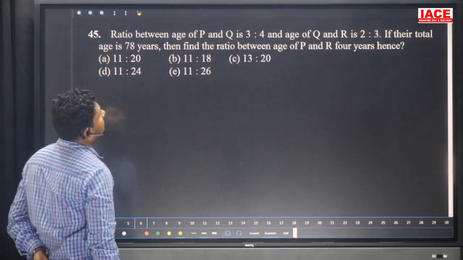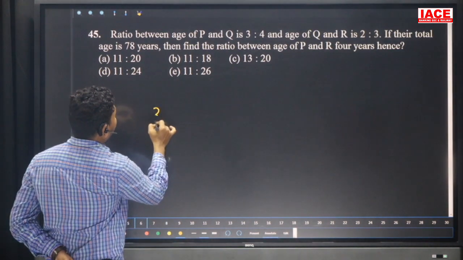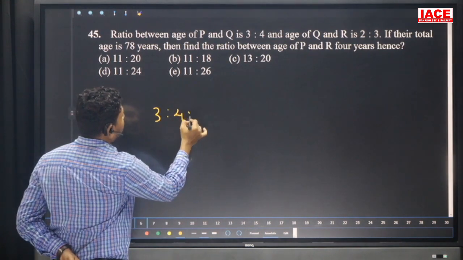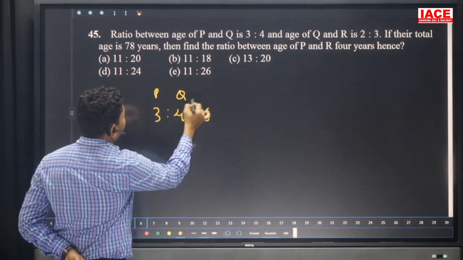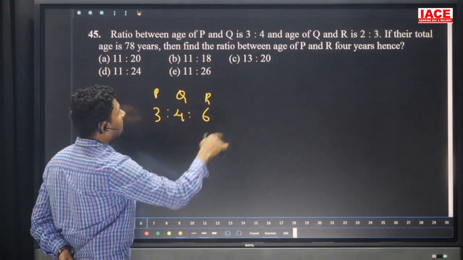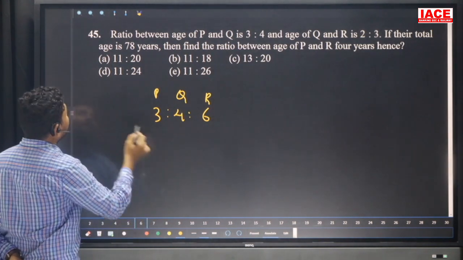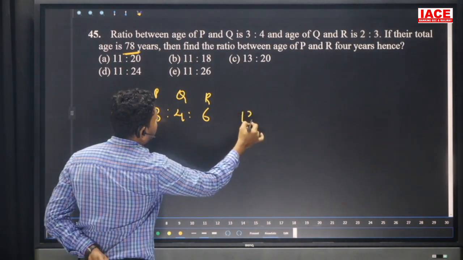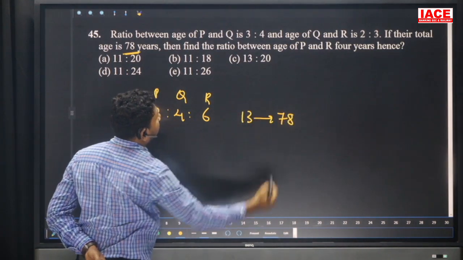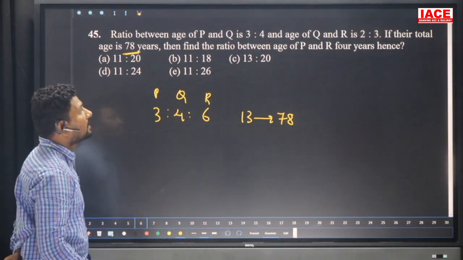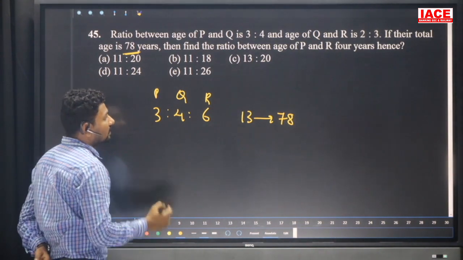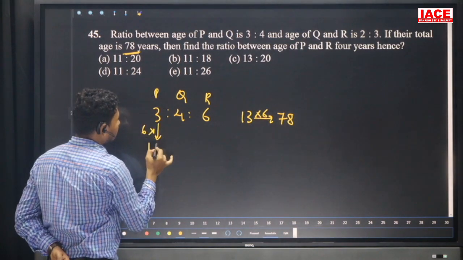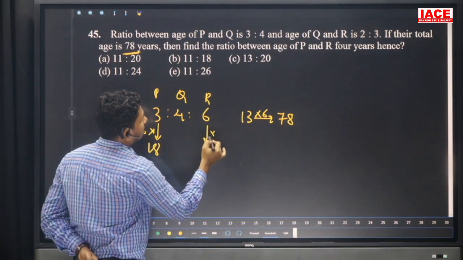Next, the ratio between the ages of P and Q is 3:4, and the ratio between the ages of Q and R is 2:3. We can write this here as 6 also. P, Q, R is 3:4, and for QR we can change 4 to 6. If their total age is 78 years, 3 plus 4 is 7, 7 plus 6 is 13. 13 parts is equal to 78 years. Find the ratio between P and R after 4 years. 78 divided by 13 is 6, so here also multiply with 6: 6 3s are 18, and 6 6s are 36.